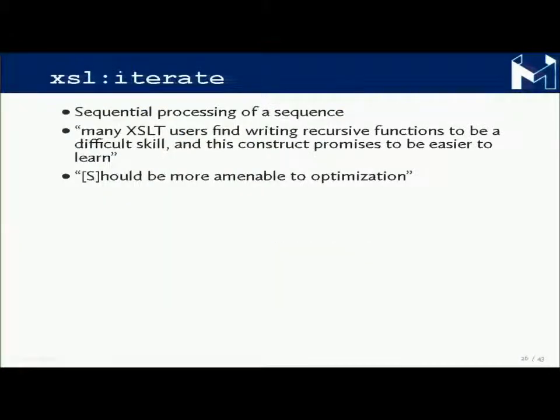So XSLT iterate is new with XSLT 3.0. You've heard a bit about it this morning. The text of the last call working draft says that many XSLT users find writing recursive functions to be a difficult skill, and this construct promises to be easier to learn. We'll see how that works. And it should be more amenable to optimization. I can't comment on that one.